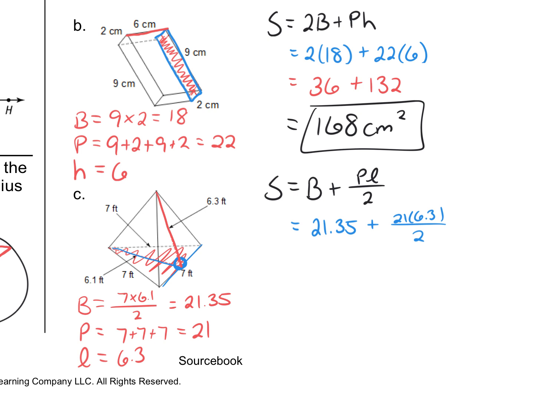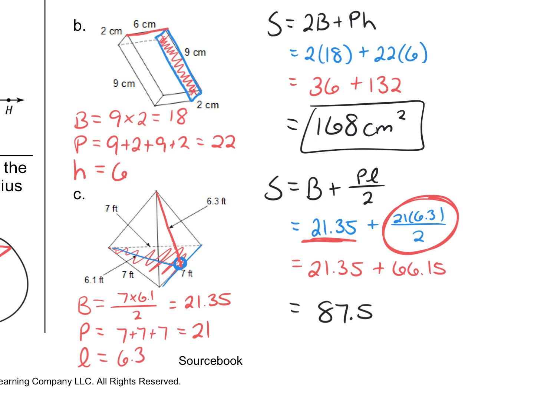What needs to happen first? This whole thing has to happen first. This will always come last. Okay, so if I do that, I have 21.35 plus 66.15. Now I can add them together. Okay, so final answer in the end is 87.5 feet squared. Good. Don't forget labels.